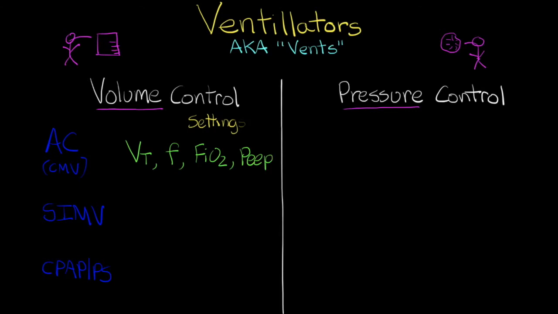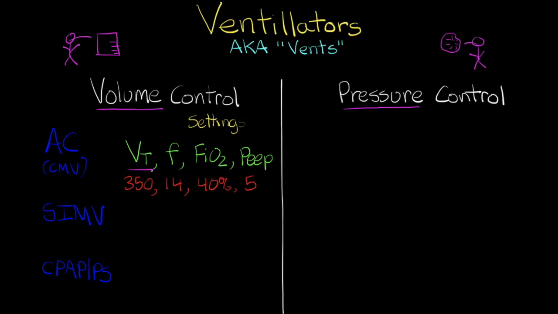For this, I'm going to put a set of settings on here just so that we have some actual numbers to look at when we're talking about our different settings. So in this example, we're going to have a tidal volume of 350, a frequency of 14, an FiO2 of 40%, and a PEEP of 5. All right, so let's start off by talking about our tidal volume.